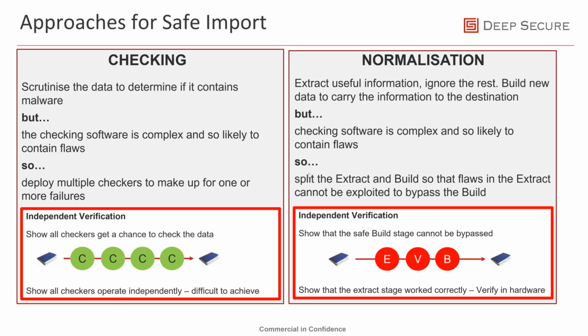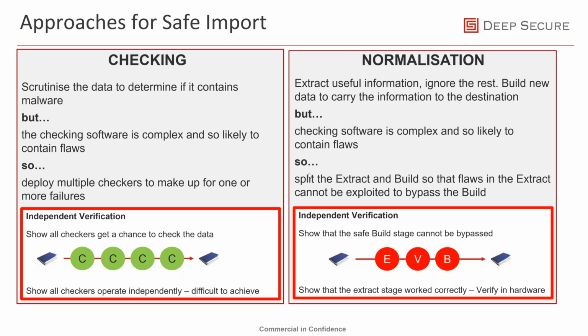But as John was saying, for a cross-domain solution, you need some independent validation that the solution's working correctly. You need to show that those checkers can't be bypassed. To do that, you could arrange the checkers in a pipeline, so the data has to go through each one before it can get to the next stage, and then before it finally gets imported.